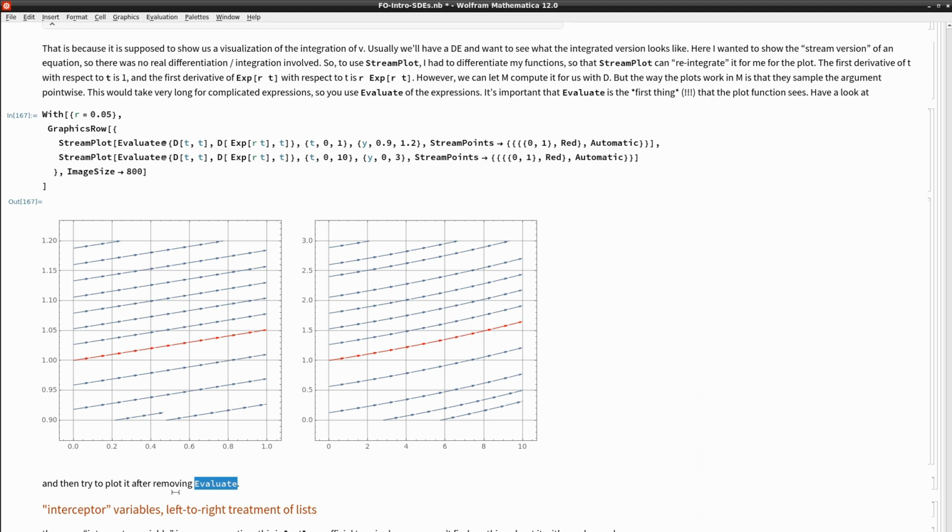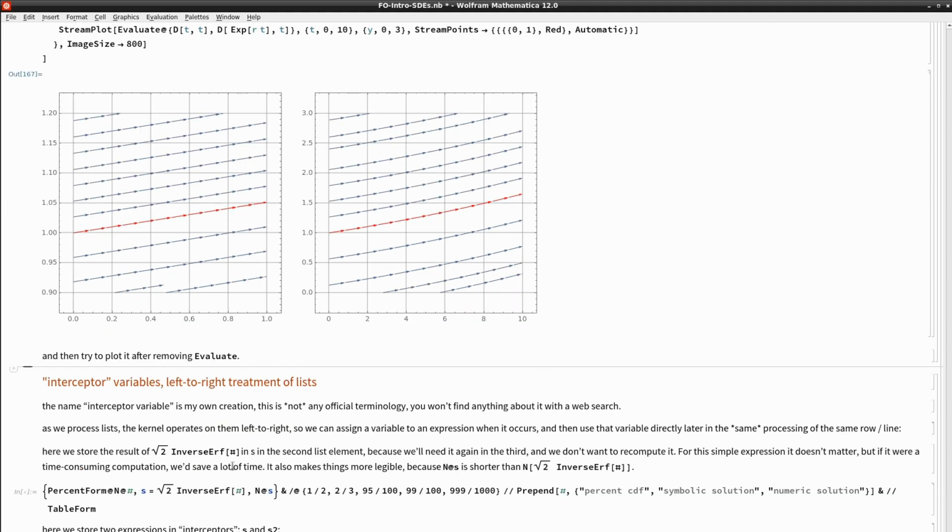Not a good idea. This is not a good idea because now StreamPlot has real problems sampling these expressions that we have. So keep in mind that we should use Evaluate if we have the intuition that we are asking the plot function to plot a very complicated expression. It doesn't have to be a complicated function, but if it's a complicated expression, then it's a good idea to evaluate the expression first before we pass it to the plot function.